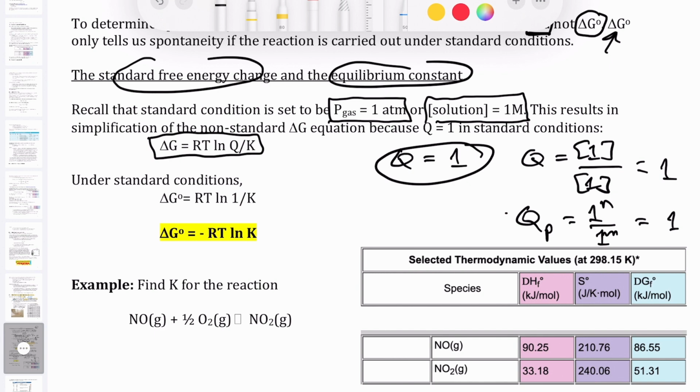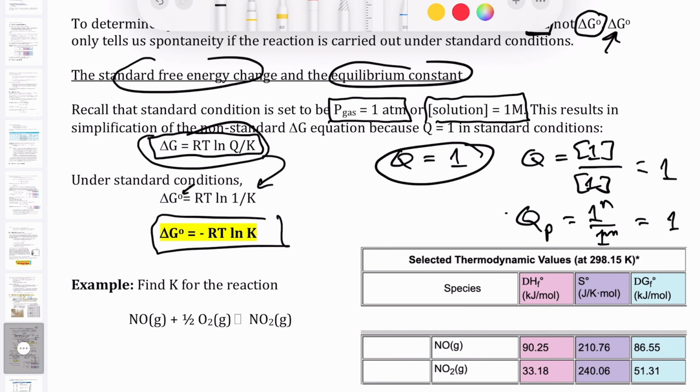So if your Q is 1 at standard condition, that means the expression simplifies to the following. Delta G standard, because we're talking specifically about standard condition, should equal RT ln 1 over K. ln 1 over K is the same as negative ln K, so then we can write our delta G standard as just negative RT ln K.